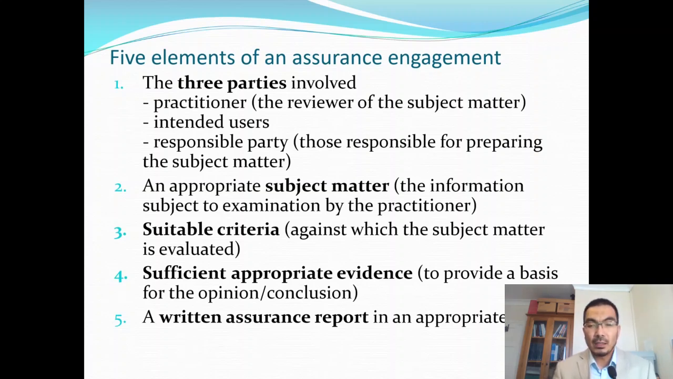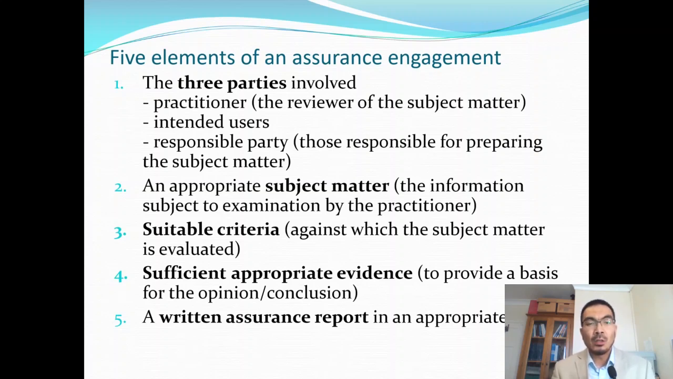It can take many forms, including financial performance of the company, non-financial performance, such as key performance indicators, and also the process, such as internal control and behavior. Behavior means the compliance with the laws and regulations.